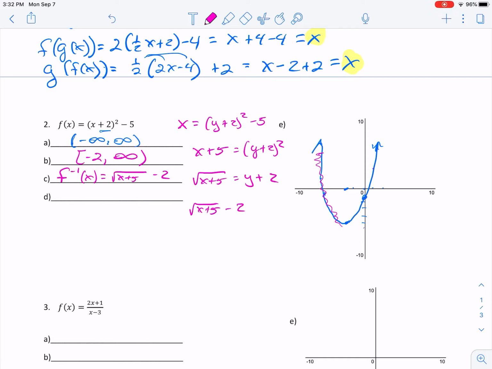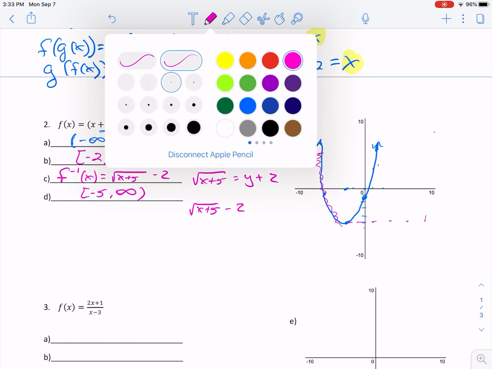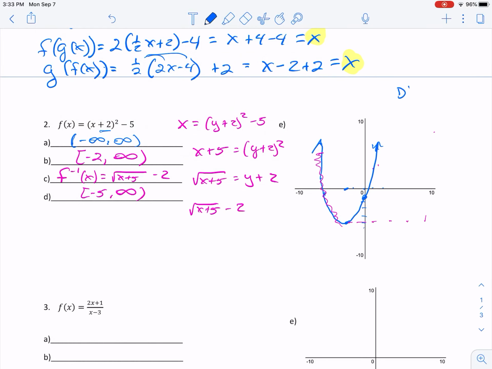And they ask you for the domain of this one. Well, the range here goes from negative 5 to infinity, so this one's going to go from negative 5 to infinity. Okay, they flip-flop. Domain and range flip-flop. Keep that in mind. Okay, the blue one, let me go get my blue pen. Its domain is negative 2 to infinity. Its range is negative 5 to infinity.